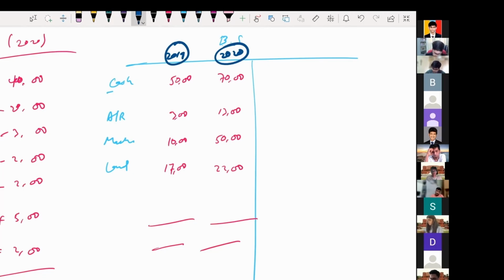How much is the total? 6, 7, 8, 80 lakhs. Is it 80? ये हो गया 7, 14, 15. Is it 155 and 80? Yes, sir. Okay.